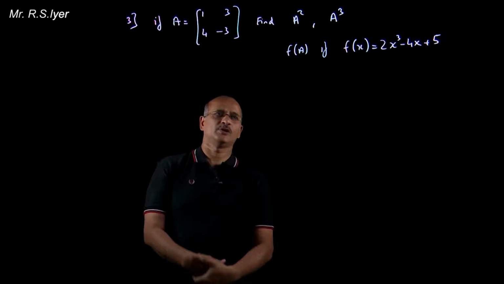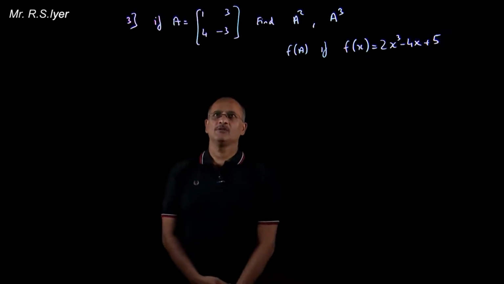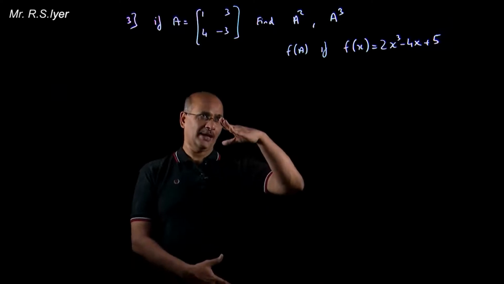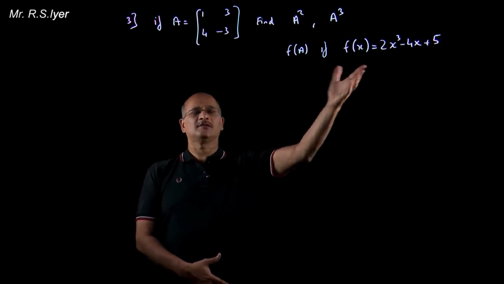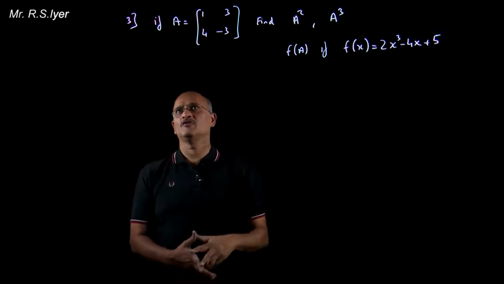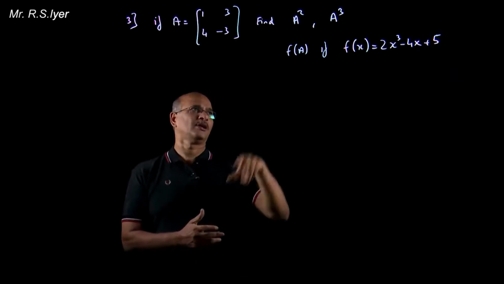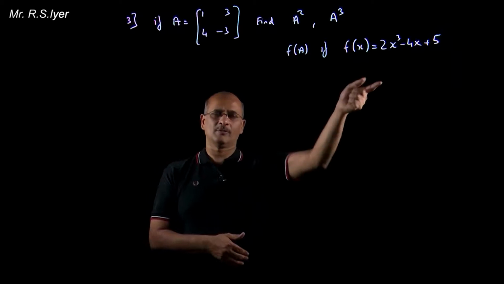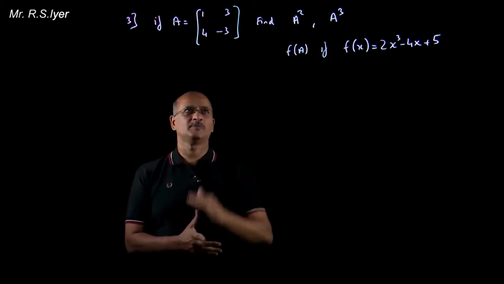Okay, this is the next question, children, which is on A is equal to [1 3; 4 minus 3], find A square, A cube, f of A, if f of x is this thing. Now this is also one of the very pattern questions for an ISC board exam. You might not have seen this in your class 10 type. This you must have seen, but this you must not have seen. Anyway, whatever it is, let us just pursue it.